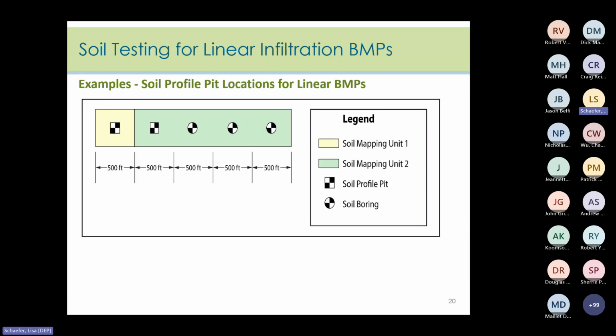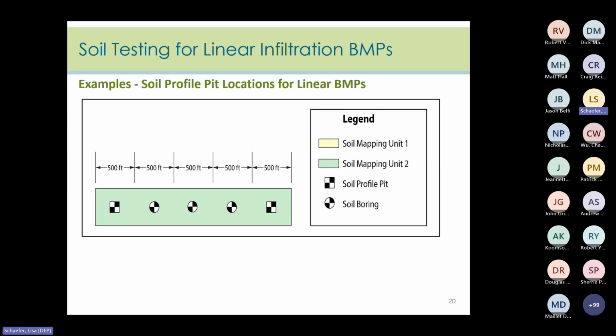Okay, so let's do some examples for linear infiltration BMPs. And we have 2 sites. The first one is shown on the top of the slide, and it has 2 soil mapping units. So we must include one pit for a linear BMP 500 feet in length that's shown in the soil mapping unit shaded in yellow. And then we need one pit for the first 500 linear feet of the green shaded soil mapping unit, with one boring for each additional 500 feet portion. And as long as 2 pits and 3 borings are performed, this example meets the requirements.